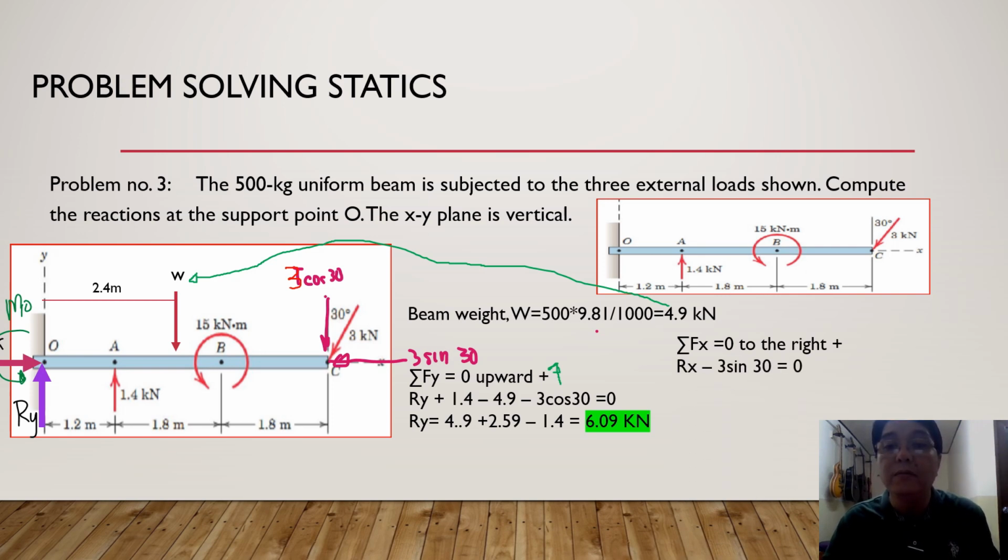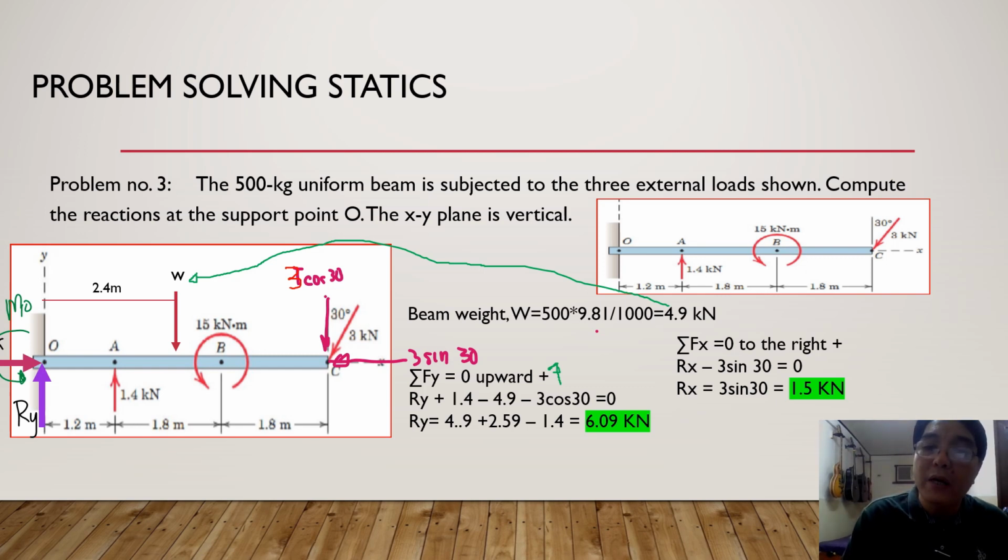Therefore, we have Rx, which is to the right, minus 3 sine 30, which is to the left. And that is equal to 0. Therefore, Rx is equal to 3 sine 30, and that is equal to 1.5 kilonewton. I hope maliwanag tayo ha. Dito, nag-sum tayo ng forces, and we equate that to 0. That's the first condition of static equilibrium.